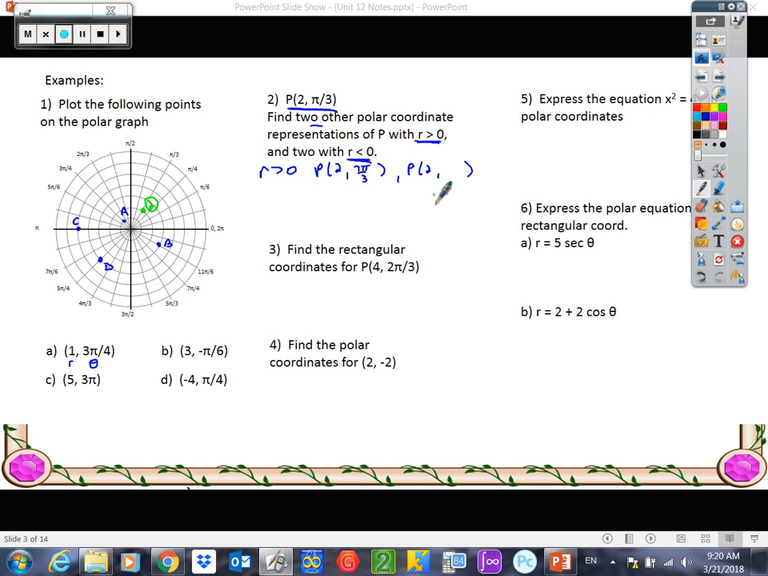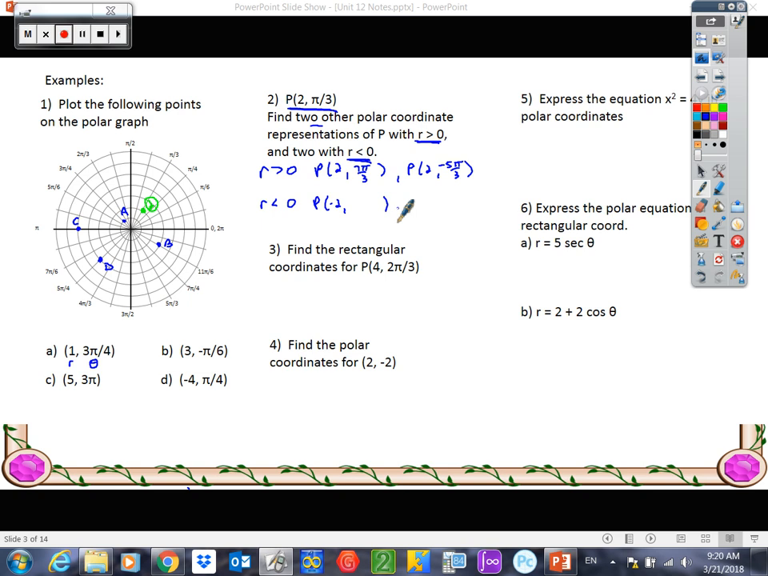And the other point, I decided to do a negative rotation, so that gives me negative 5 pi over 3. Okay, so that's when r is positive. Now let's look at what happens when r is negative. Now they want us to do some points where r is negative.